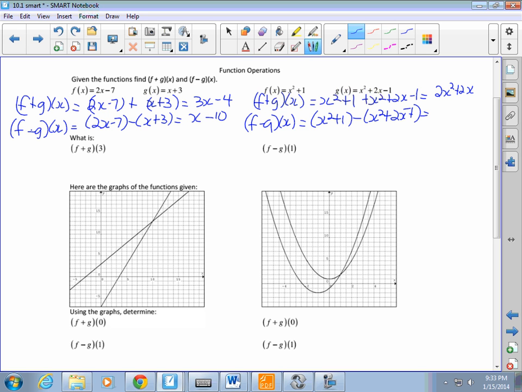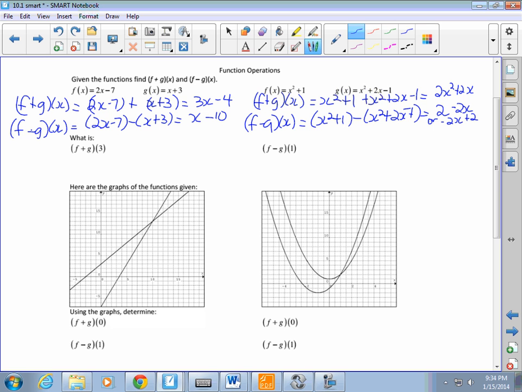Whoops, my alignment is off here a little bit. So x squared minus x squared is 0, plus 1 minus a negative, so that's 1 plus 1, which is 2. And then I don't have an x on this side, but I will have a negative 2x on that side. So 2 minus 2x, or I could write that as negative 2x plus 2. Same thing.